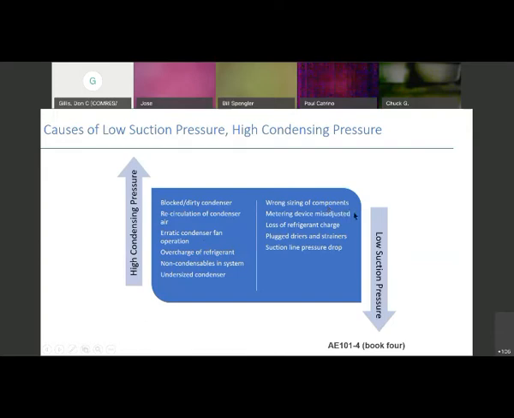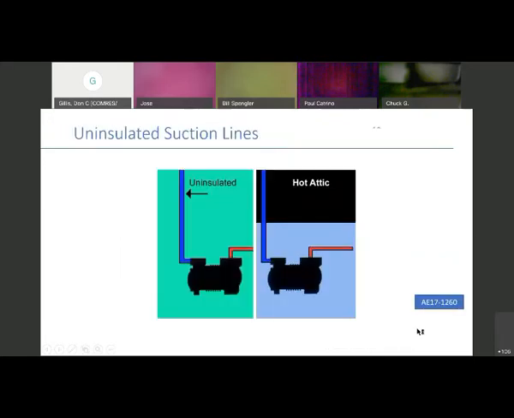Maybe our metering device is misadjusted, or a loss of refrigerant charge, plug dryers, strainers, and suction line pressure drop. I know Ed and the guys were talking the other day about how important it was in sizing that refrigerant line, and it is. And this is an AE bulletin number here. This just shows you an illustration of an uninsulated suction line coming back, picking up that heat, okay, and bringing more heat, more superheat back to the compressor.